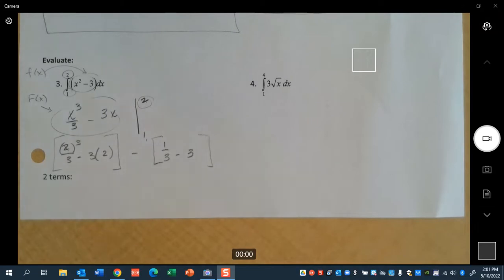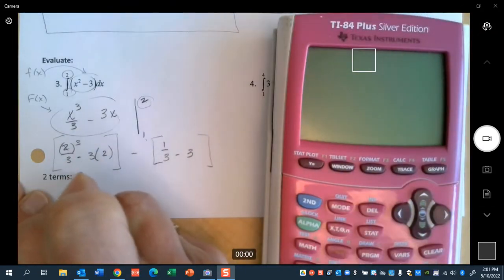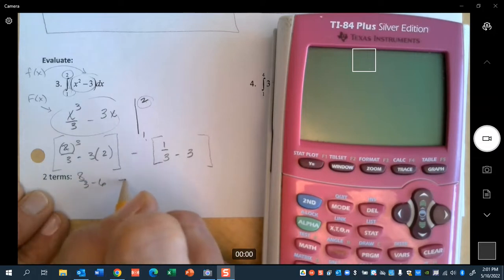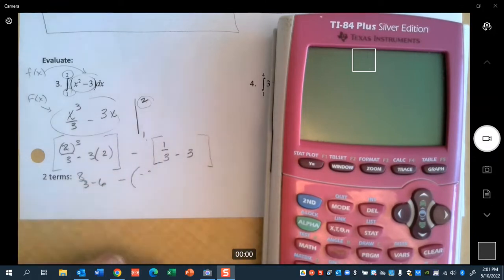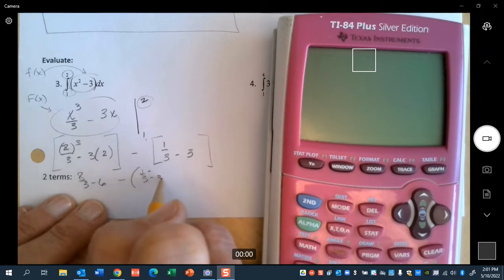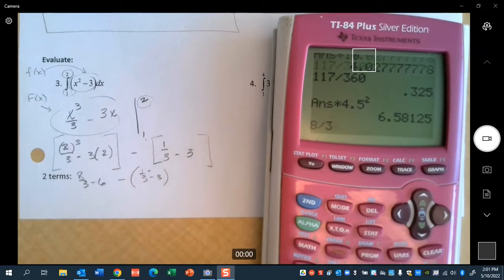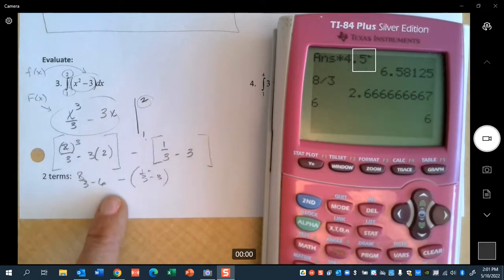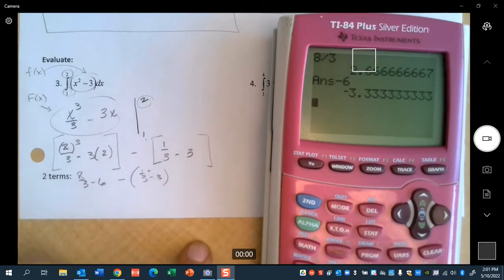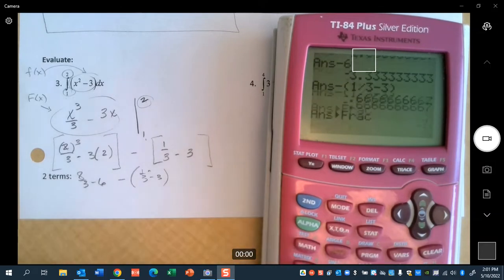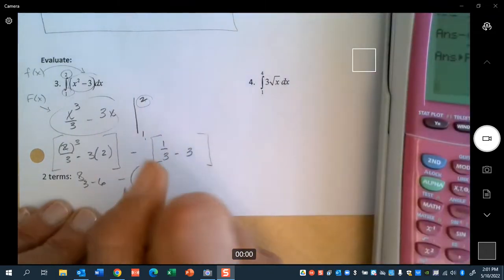So when I go to calculate this, I have, what's this, 8/3 minus 6 minus negative 1/3 minus 3. I'm going to do everything on the calculator because that's what's easier. 8 divided by 3 minus 6. I hate when that happens. 8 divided by 3 minus 6. And then that's going to be minus parentheses 1 divided by 3 minus 3. Math, frac, enter. Negative 2/3.